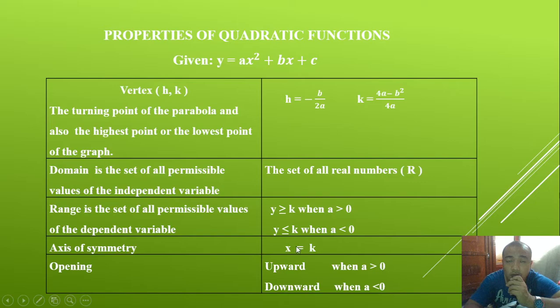The axis of symmetry serves as the mirror of the parabola. Opening: that's what I said a while back. When a is positive or greater than 0, the parabola opens upward, and when a is less than 0, the parabola opens downward. You can screenshot this part to memorize the properties of a quadratic function.